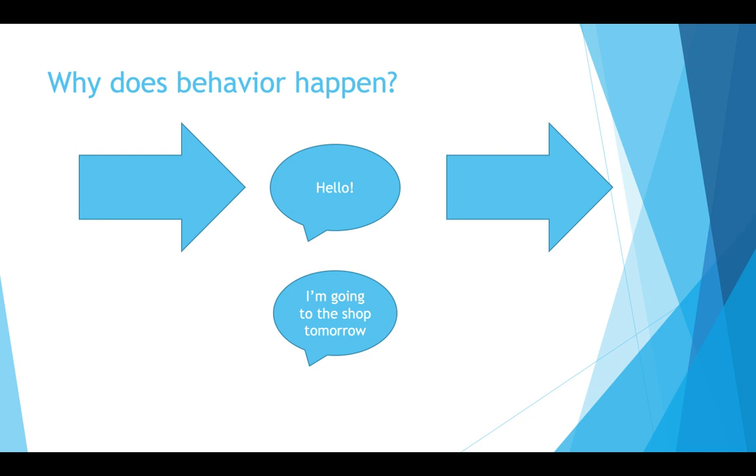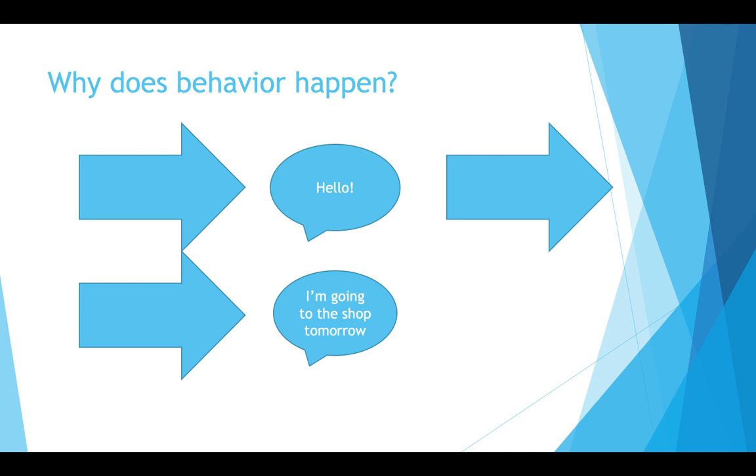Second behaviour, I'm going to the shop tomorrow. Now, again, something is going to happen before I do the behaviour of saying I'm going to the shop tomorrow. It's not going to be the same as the first example, though. If I just walked past somebody in the street and said, I'm going to the shop tomorrow, they might actually think, okay, I didn't ask that. This is a bit strange. Okay, so you can imagine how many millions of different subtleties there are in our language that controls our behaviour.